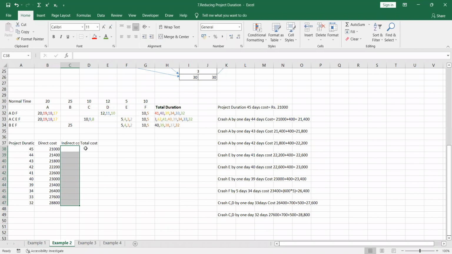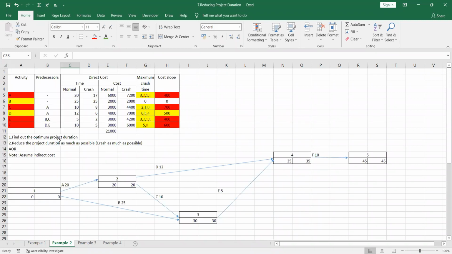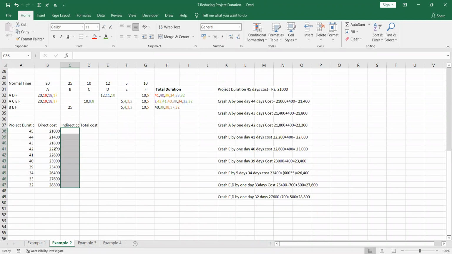So make it blank, right? So the total direct cost becomes the total cost, right? So what is the optimum project duration? What is having the optimum project? So make it blank here. Therefore, this direct cost becomes the total cost here, right? So what is the optimum project duration? Please answer me.